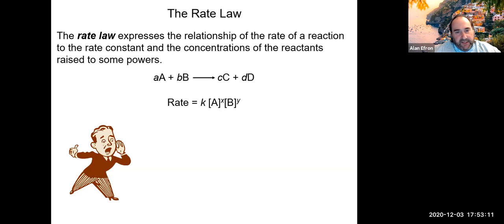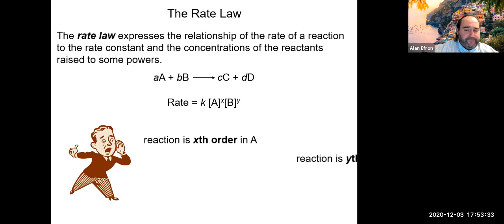The rate expression really deals with the change in the concentration over a period of time. The rate law deals with the overall reaction, what's happening. And as we look here, we can write a rate law for this particular reaction, that the rate is equal to k times the concentration of A to the X times the concentration of B to the Y.